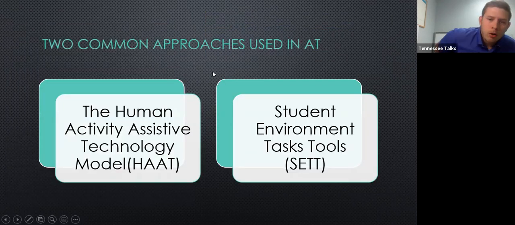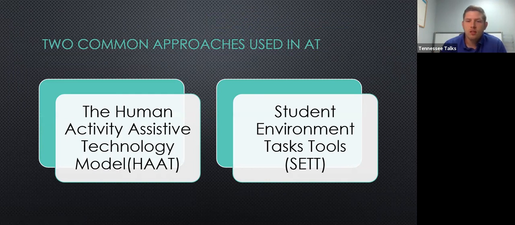So the two common approaches that I've seen used in assistive technology are the Human Assistive Technology model, also known as the HAT model, which is something that we went over more in school. And then there's the one we went over briefly in school, but I really used it a lot working with Janice here at LTVEC because we do a lot within the school setting. This is the Student Environment Task Tools model.